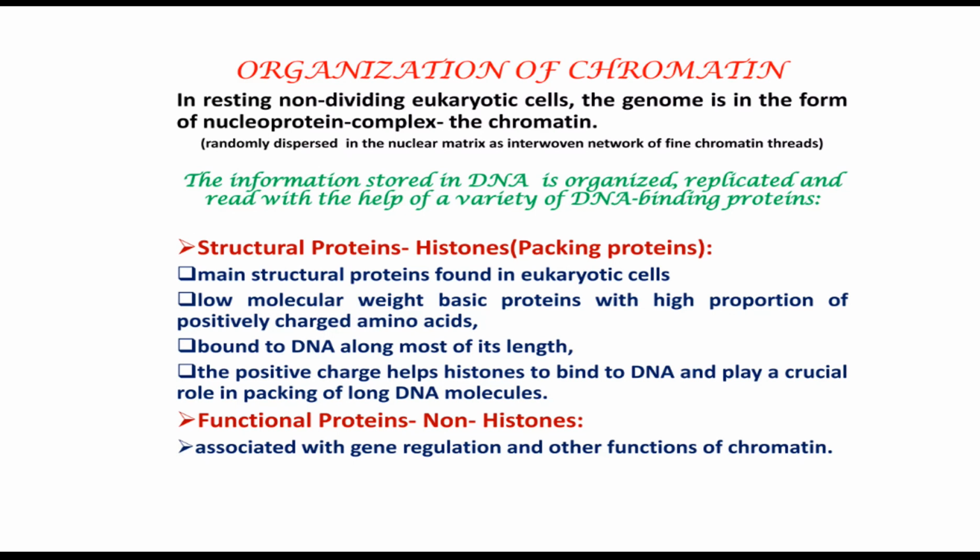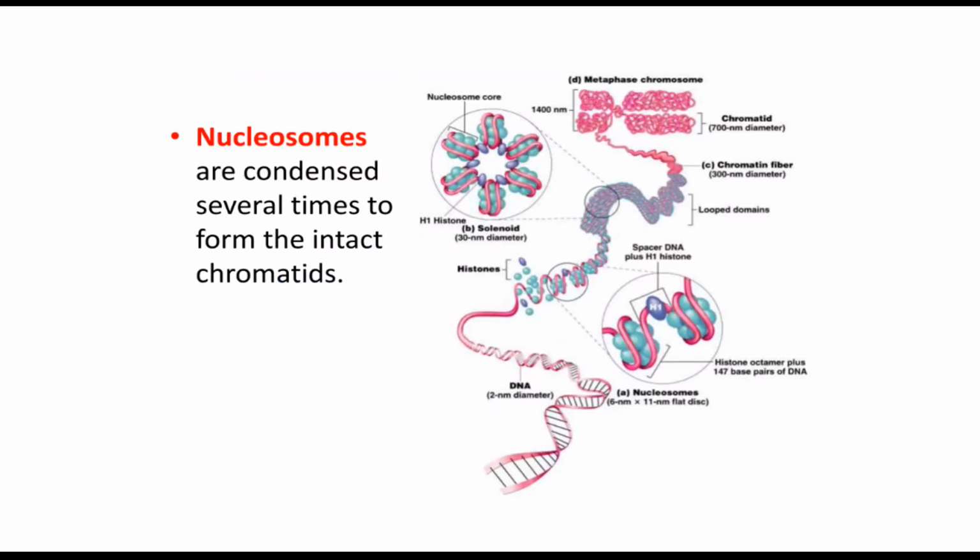Structural proteins, histones. The main structural protein found in the eukaryotic cell is the histones. They are low molecular weight basic proteins with a high proportion of positively charged amino acids. Histones are bound to DNA along most of its length. The positive charge helps histones to bind to DNA and play a crucial role in packing of long DNA molecules. Functional proteins, that is, non-histones, are associated with gene regulation and other functions of chromatin. Nucleosomes are condensed several times to form the intact chromatids.